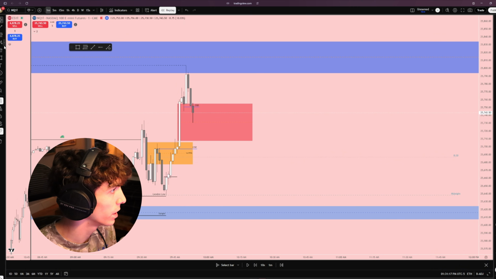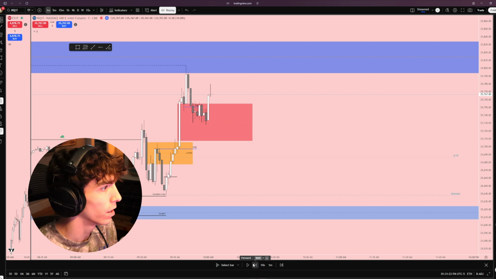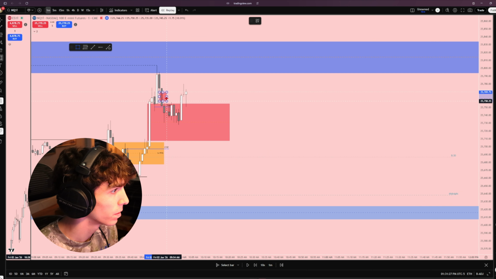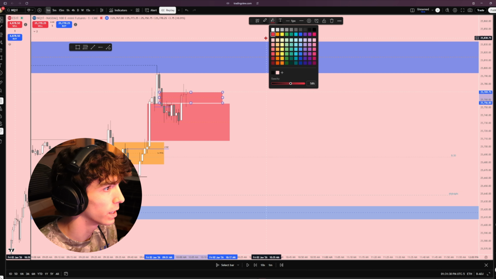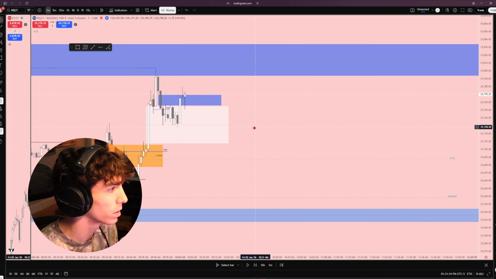I took the trade. Right now, I don't think I took the trade. I think I was patient here. Yeah. Okay. So once we got into this 1-minute fair value gap right here, once we got into this, I'm going to put this to like a wire or something.